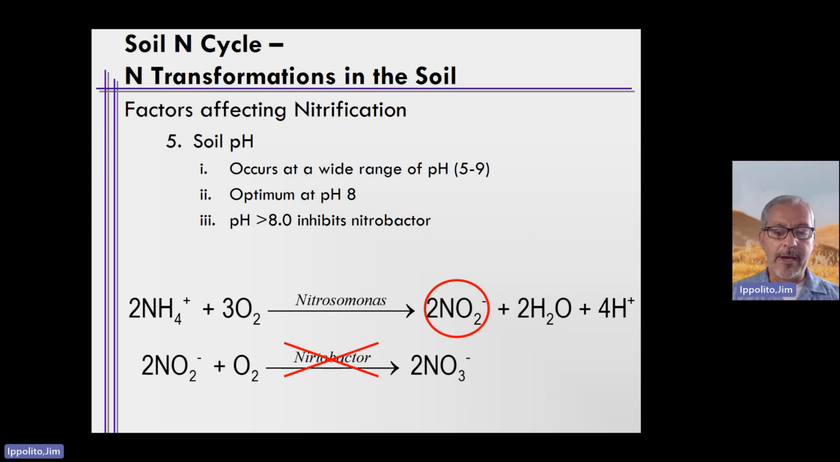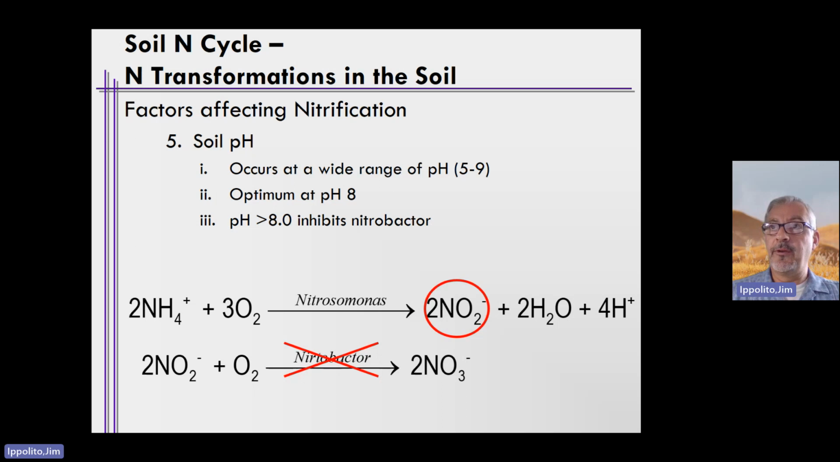Nitrification can occur over a wide range of pH values, 5 to 9. If you go back in your notes and you look at the diagram, it was a color diagram of pH versus nitrogen and other elements availability. And you look at the bar and it's wide in the center, and it tapers off towards the ends. One of the reasons why it tapers off towards the ends is because of pH and the effect on nitrification.